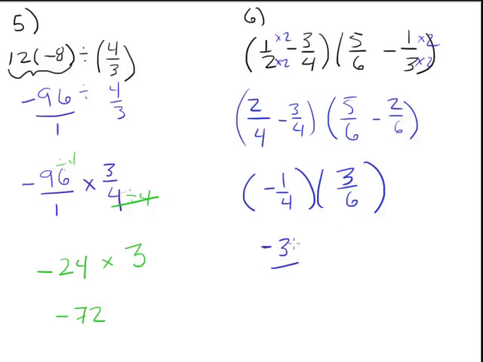4 times by 6 is 24, and now I could reduce. So I could see the greatest common factor between 3 and 24 is actually 3. So when I reduce this, I'm going to get a negative 1 over 24 divided by 3 is 8.